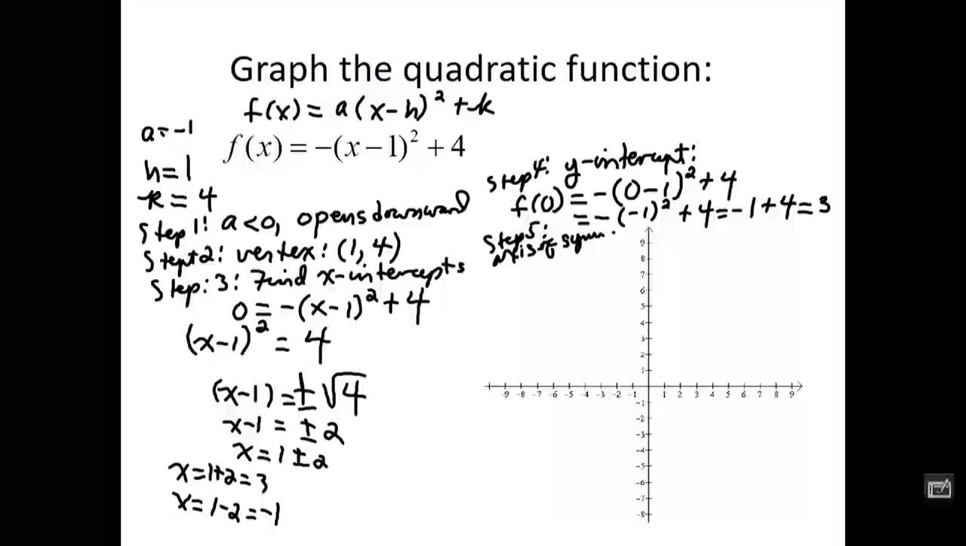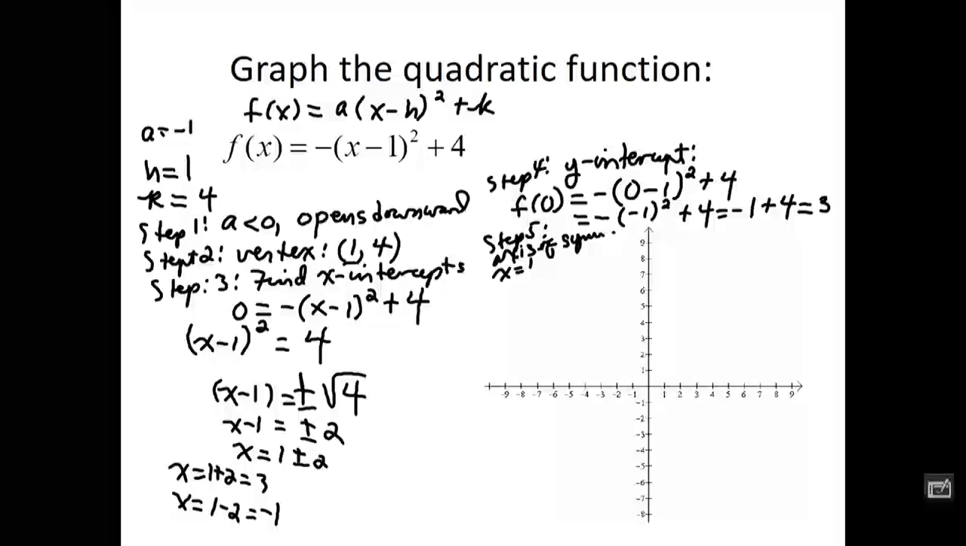The axis of symmetry is the vertical line through the x-coordinate of the vertex. In this case, it's 1. So it's the vertical line through 1. So now that we have gathered all of this important information, let's now graph the quadratic function.